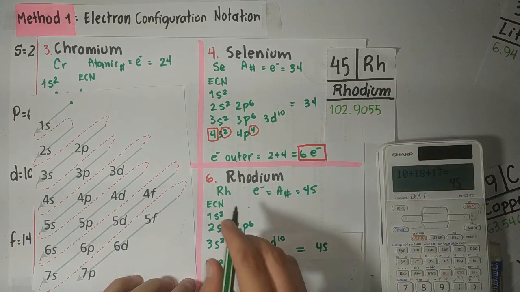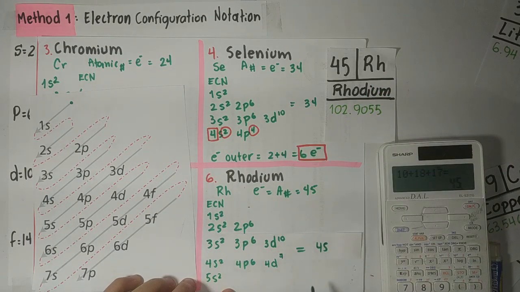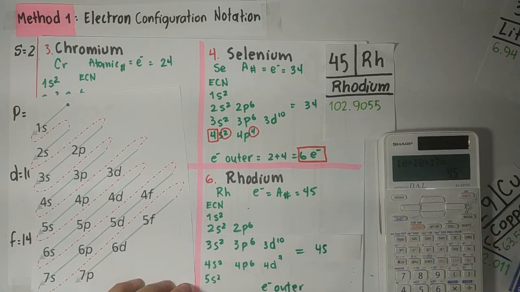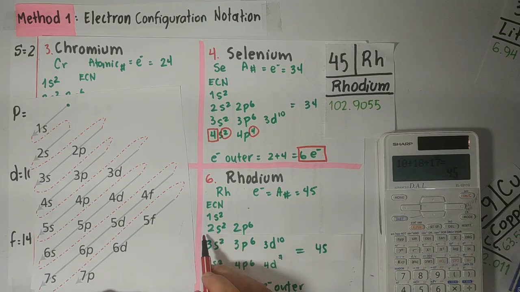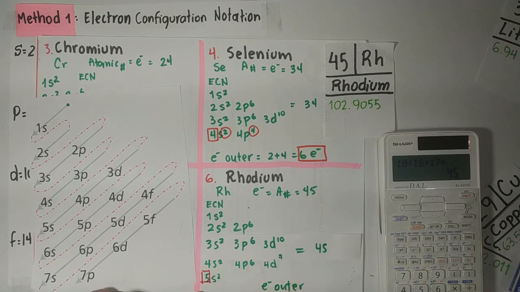Now, that is the electron configuration notation. Now, what about the electrons in the outer level? Again, we'll take a look at the last period. The last period is the one in the bottom, which is 5. How many electrons do I have in the bottom? 2. So electrons in the outer energy level is 2 electrons.